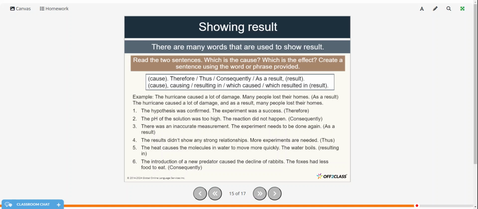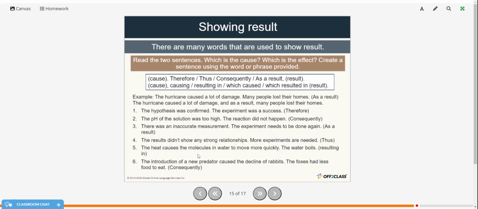There was an inaccurate measurement, and the experiment needs to be done again. As a result of, let's see, there was an inaccurate measurement. As a result, the experiment needs to be done again. The results didn't show any strong relationships. More experiments are needed. So the results didn't show any strong relationships, thus, more experiments are needed.